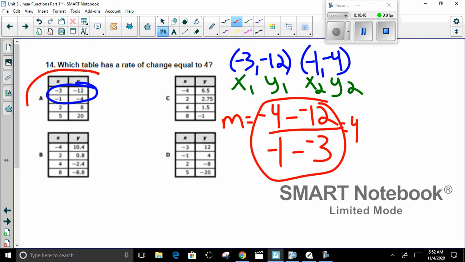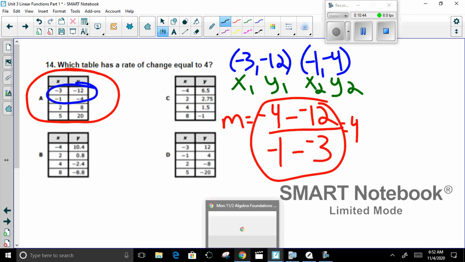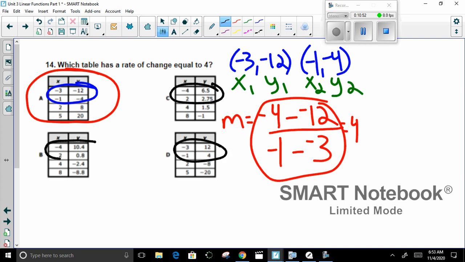It actually is the first one. I'm not always a huge fan of when my answer is the first one, so you very well could check 2 points here, 2 points here, and 2 points here to just double check and make sure that they don't equal 4. This does not say choose all that apply, or it does not say which tables, so it's not plural, so there can't be more than one. So we do have the right one, but you always want to make sure you double check everything.